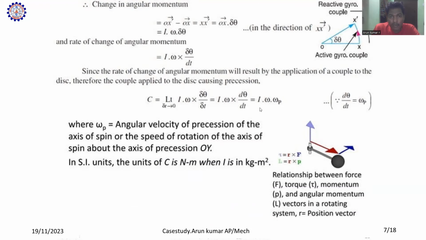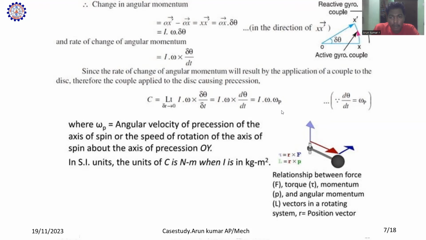So it can be written as OX into del theta. So the rate of change of angular momentum can be written as I omega into del theta by dt. Since the rate of change of angular momentum results from the application of a couple to the disk, the couple applied to the disk causing the precession is denoted as C equal to I omega del theta by dt.